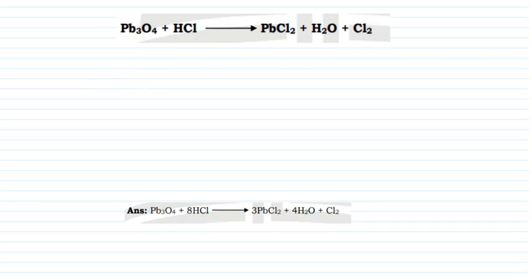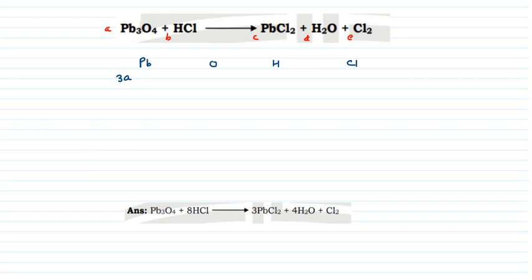Okay, here is A, this is your B, C, D and E. Okay, now here just write down all the elements: Pb, oxygen, then hydrogen, then chlorine. Okay, now Pb, it is 3A.